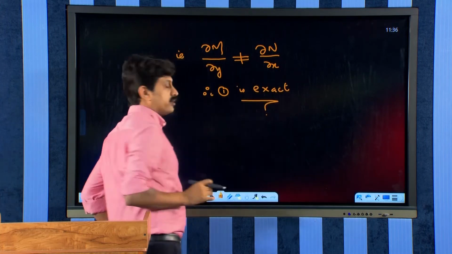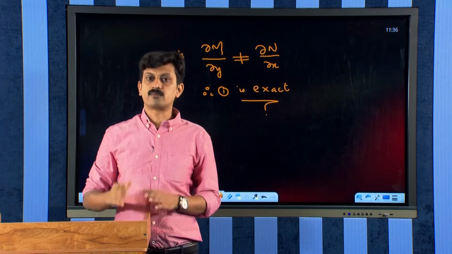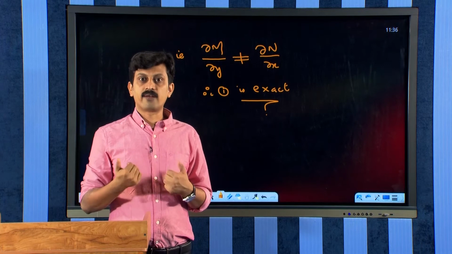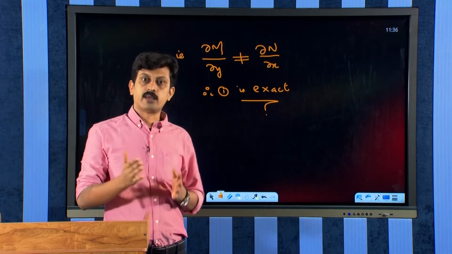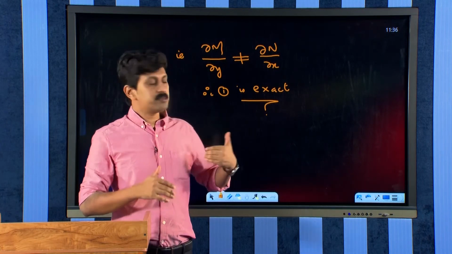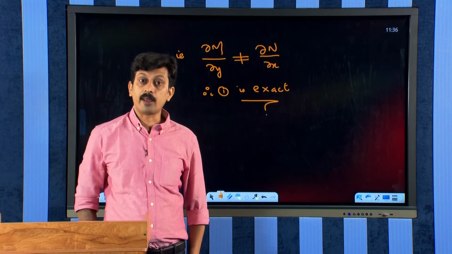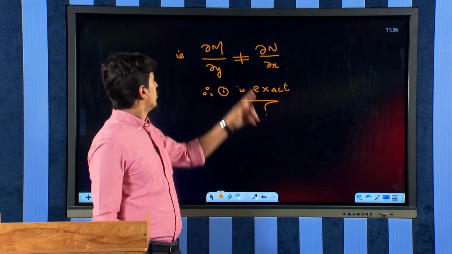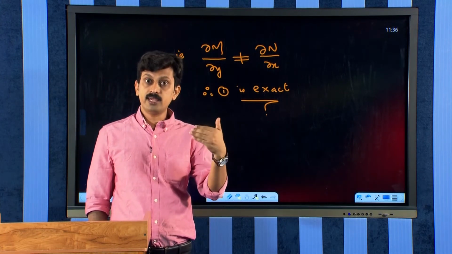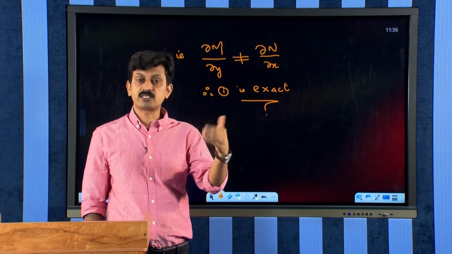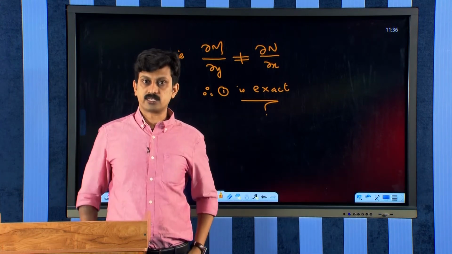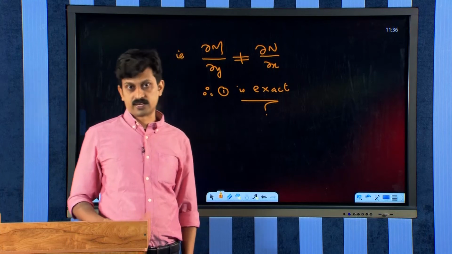So, we have differential equations of the form M dx plus N dy equal to 0. Sometimes dou M by dou y is equal to dou N by dou x, that is the exact differential equation. There may be some differential equations of the form M dx plus N dy equal to 0 where dou M by dou y is not equal to dou N by dou x, that is not exact. But maybe such a non-exact differential equation can be converted into an exact differential equation by multiplying by some function. Such functions are called integrating factors.